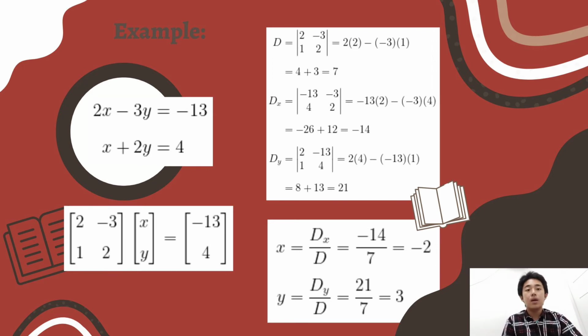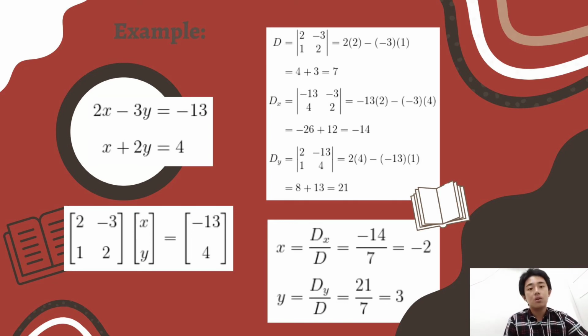And we're going to look for Dy. Y is different. We include the first column from the matrix 2, negative 3, 1, and 2, which is 2 and 1, and we put the negative 13 and 4 as the second column. So it is 2, negative 13, 1, and 4. We multiply crosswise: 2 times 4 minus negative 13 times 1 gives us 8 plus 13, which equals 21.